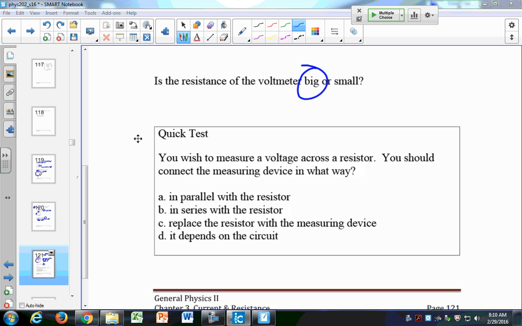So yeah, what was the answer? In parallel. A is the right answer.